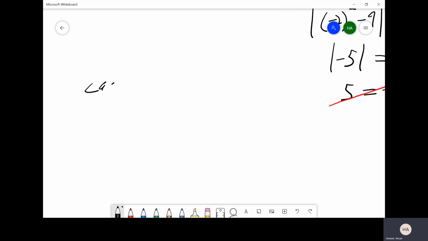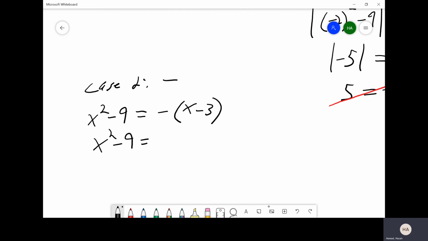We're going to say case 2. Right, and put a negative sign here. So case 2 is where we have x squared minus 9. We drop the absolute values is equal to negative x minus 3. And now we distribute the negative. So x squared minus 9 is equal to negative x plus 3. And as you can see, the operations that we're going to do to get 0 on the right side is going to be different. Before we subtracted x. And now we're going to be adding x.